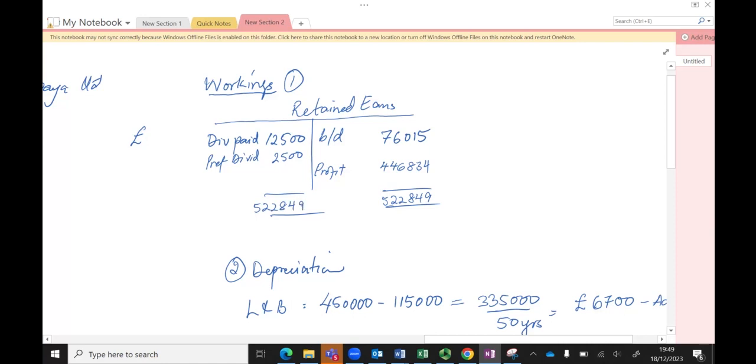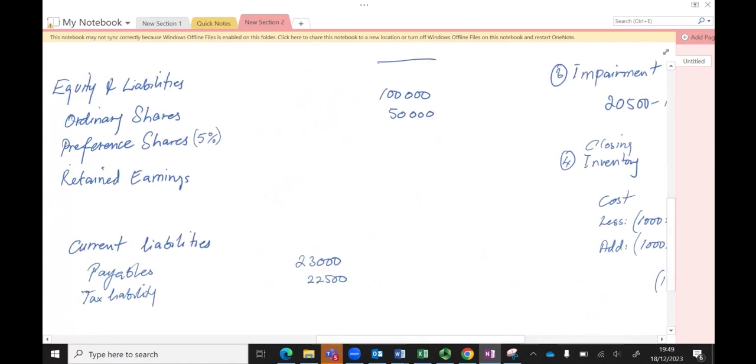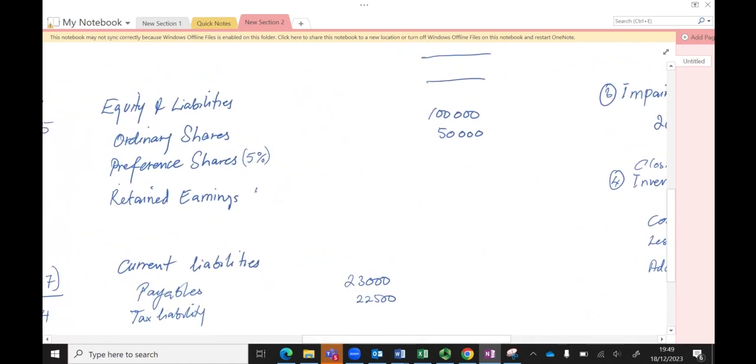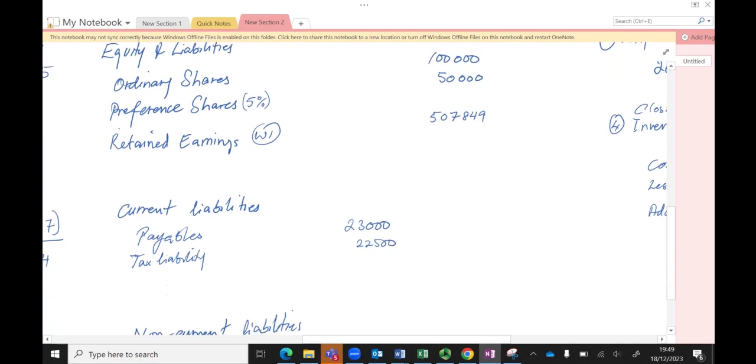522,849 minus the payments for the dividend, ordinary dividend, and the preference dividend. And the carried down balance is 507,849. Brought down balance. This balance will be recorded in the retained earnings. Working number 1, 507,849.